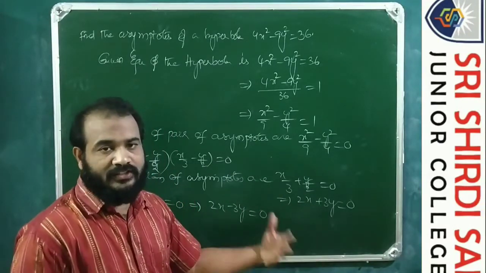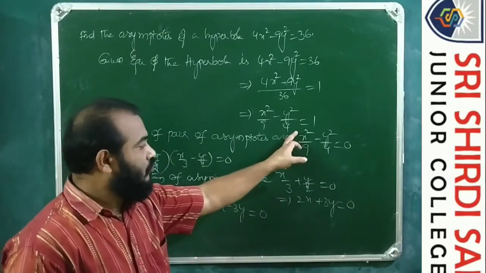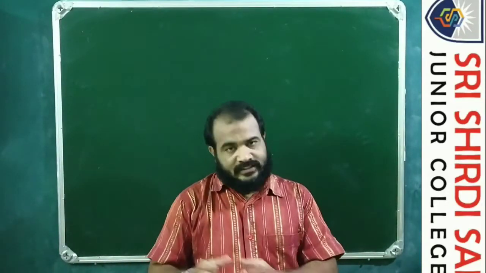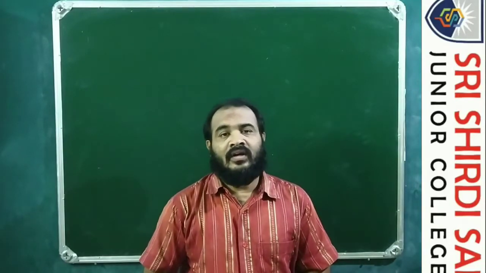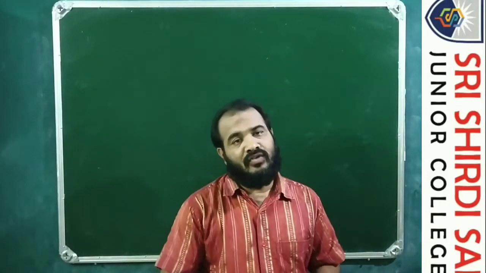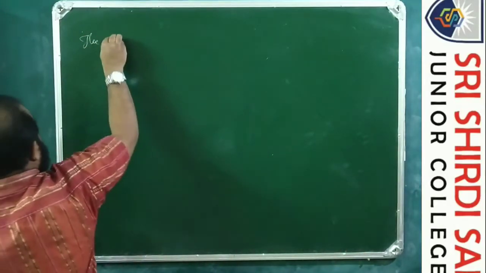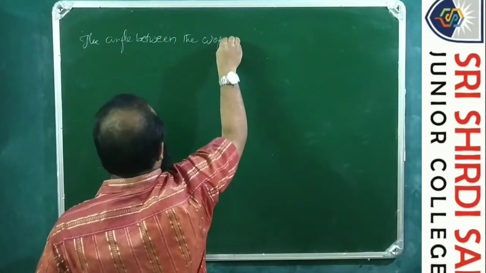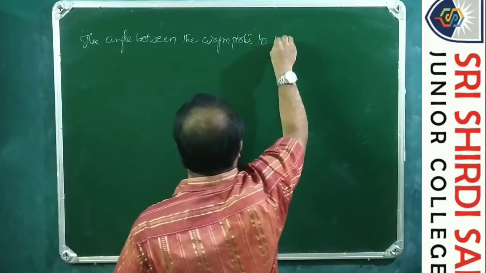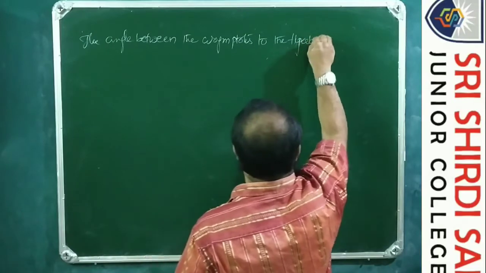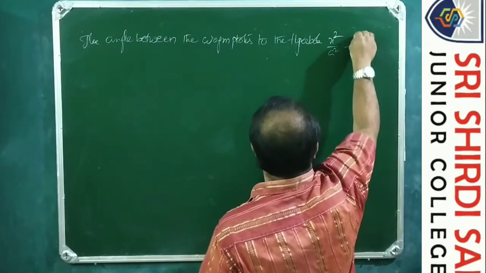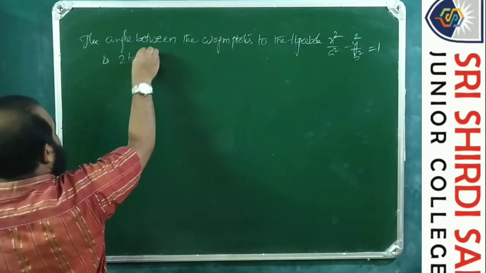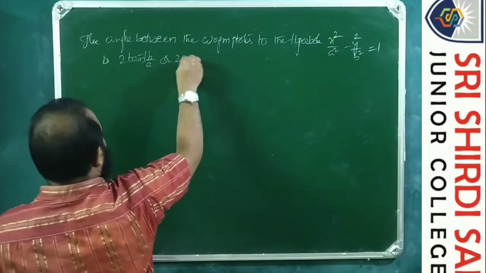The combined equation of the pair of asymptotes is x square by 9 minus y square by 4 equals 0. Now the next one: the angle between the asymptotes to the hyperbola x square by a square minus y square by b square equals 1 is 2 tan inverse b by a, or 2 secant inverse e.